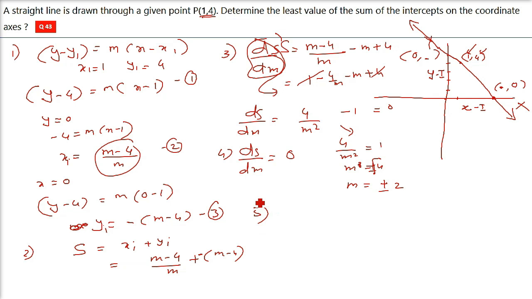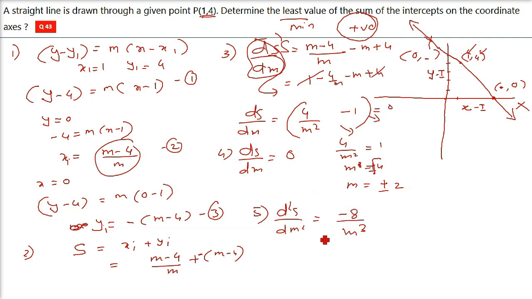The fifth thing is we need the least, and we'll check for the least. For that we need to double differentiate. So 4 by m square minus 1 was the first differentiation. You need to differentiate 4 by m square minus 1 again. It is minus 8 by m cube, and this is the double differentiation value. First you have to check for m equals 2, then we will check for m equals negative 2. And we will definitely take that value which gives us positive. Positive means least, negative means maximum.